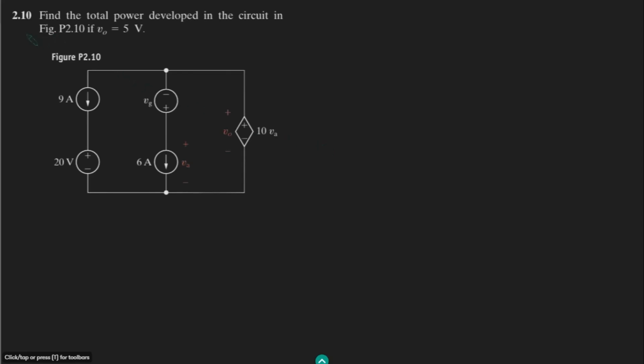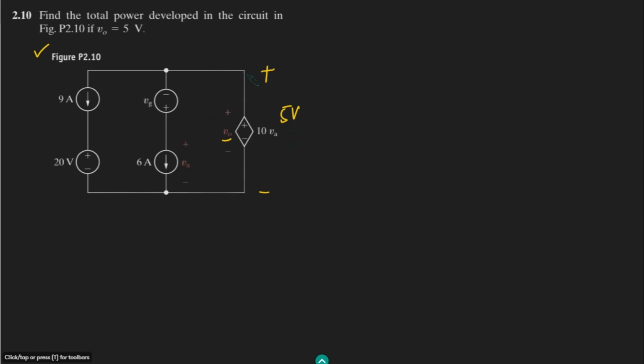Welcome back, guys. This is question 2.10 and the statement of this question is: find the total power developed in the circuit in figure P2.10 if V naught is equal to 5 volts. So this is figure P2.10 and here the value of V naught is given, and the value across it is 5 volts.